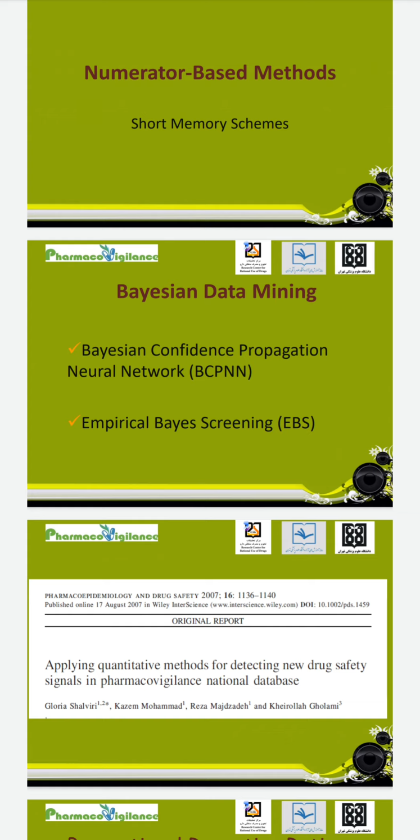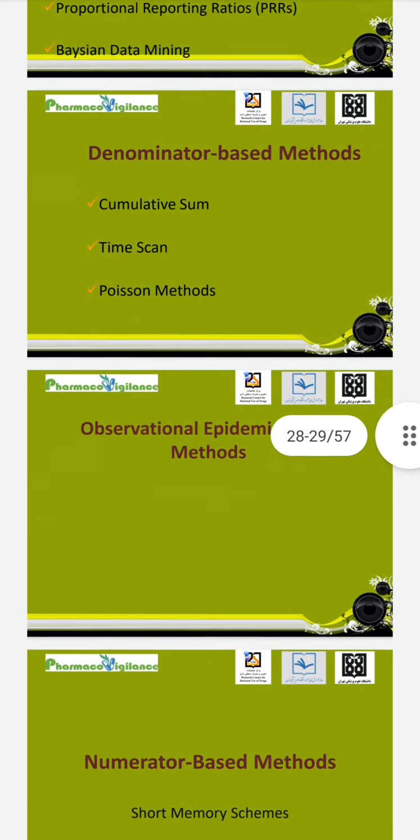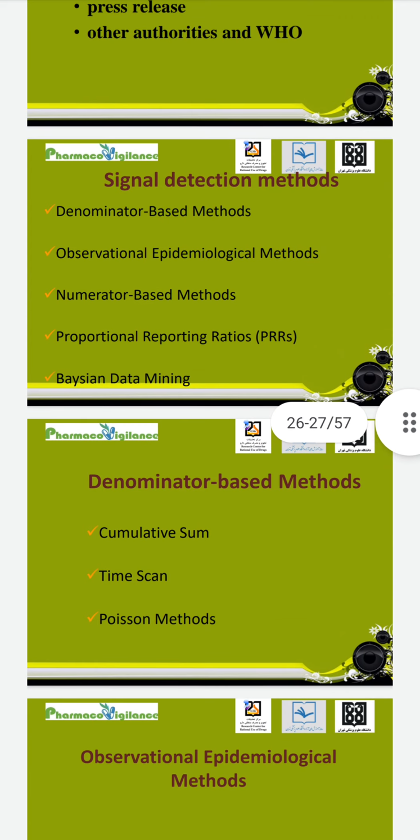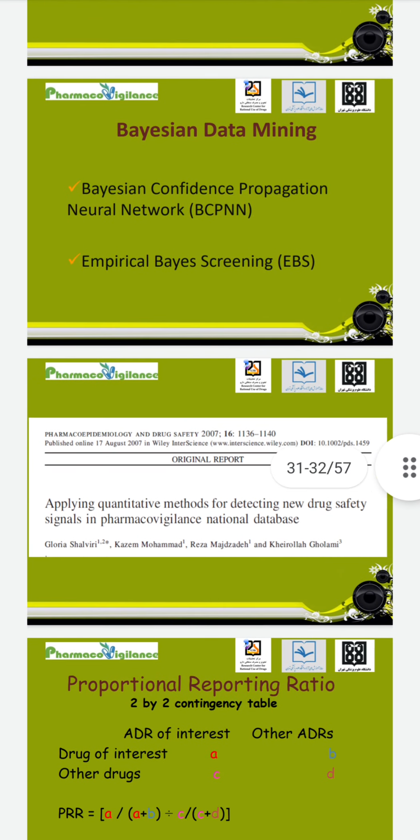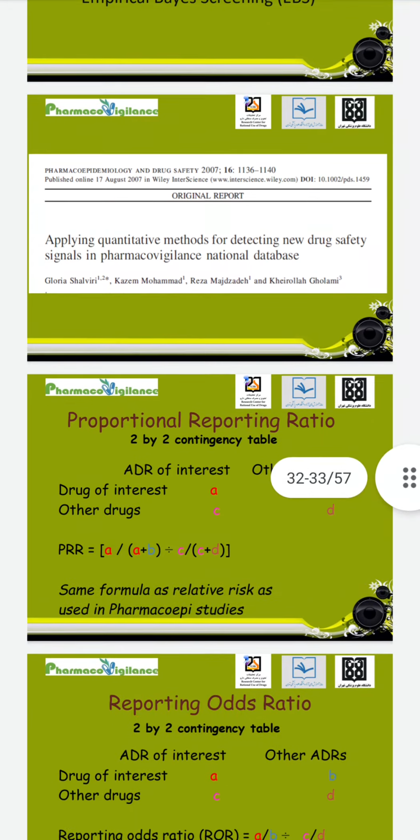Again, the Bayesian confidence propagation neural network is one method for signal detection, and empirical bias screening or EBS is another signal detection method. These are the different methods.